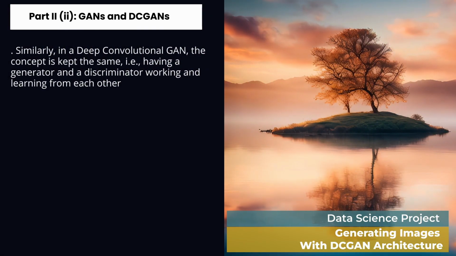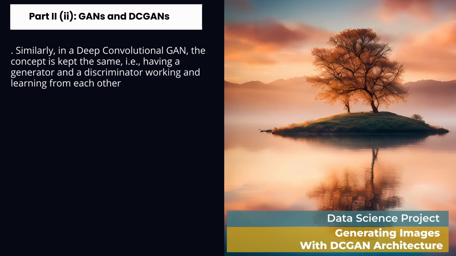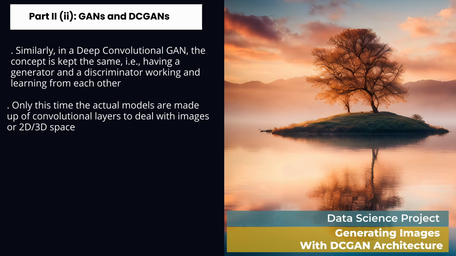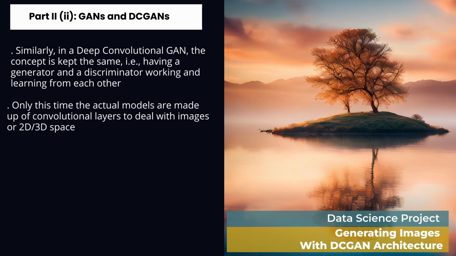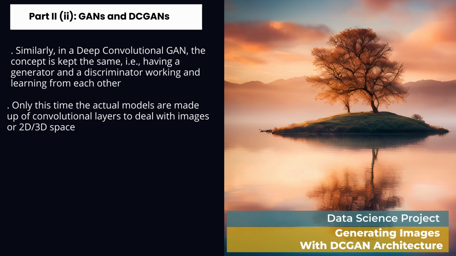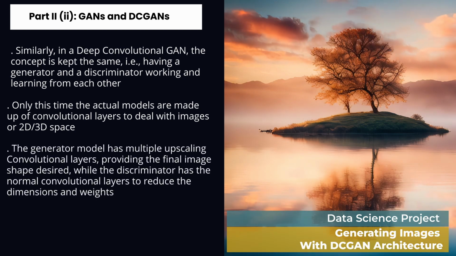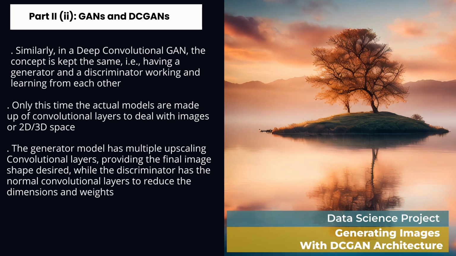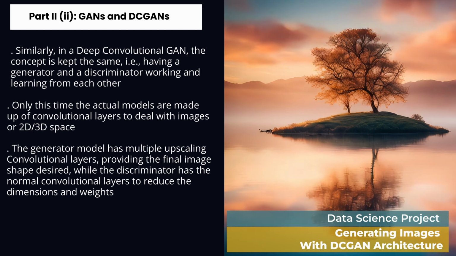Similarly, in a deep convolutional GAN or a DCGAN, the concept is kept the same, that is having a generator and a discriminator working and learning from each other. Only this time, the actual models are made up of convolutional layers to deal with images or 2D/3D space. The generator model has multiple upscaling convolutional layers providing the final image shape desired, while the discriminator has the normal convolutional layers to reduce the dimensions and the weight.